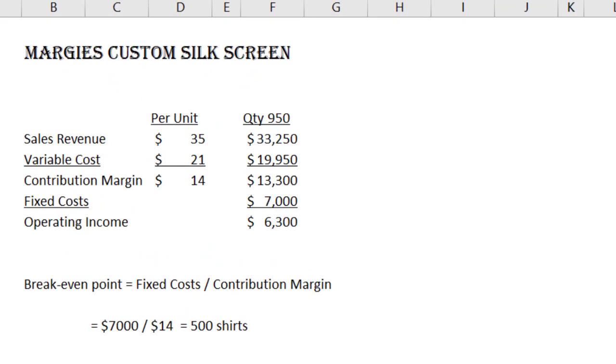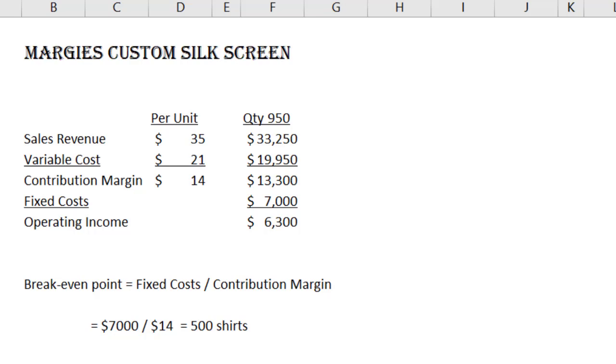So Margie sells her silkscreen shirts for $35 a piece. The variable cost is the cost of the shirt and the ink, and that's $21, and we get a contribution margin of $14 each. Now, currently Margie's selling 950 of these shirts each month. That gives her an operating income, a profitability of $6,300. Her break-even point is 500 shirts.